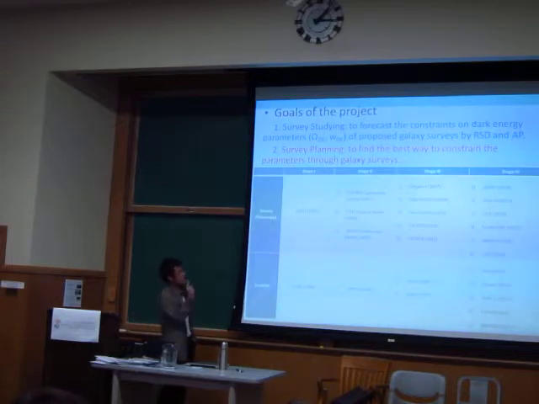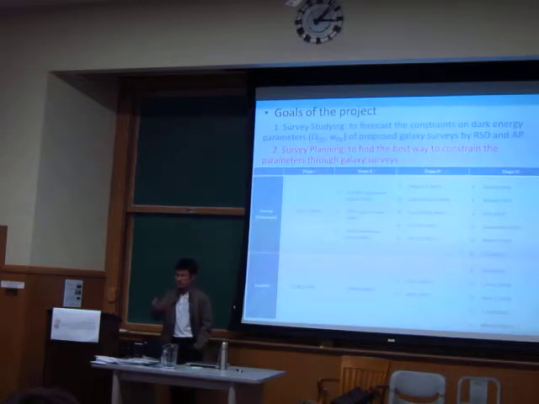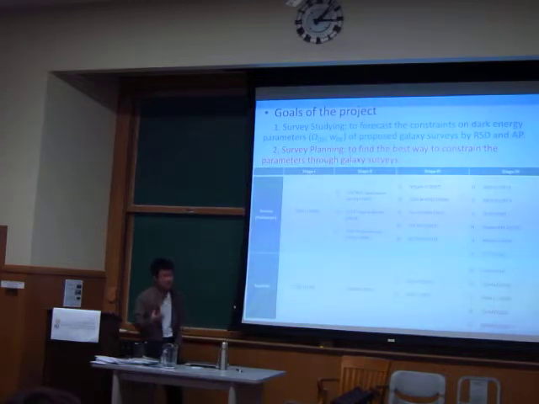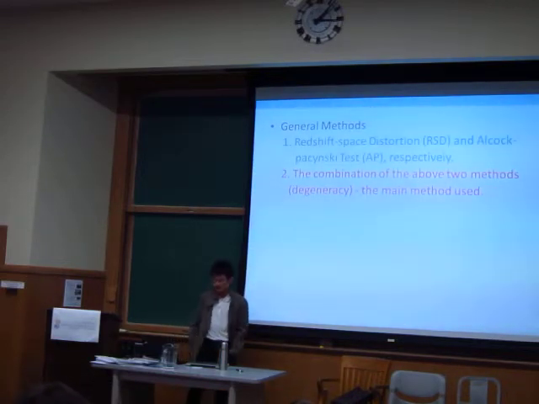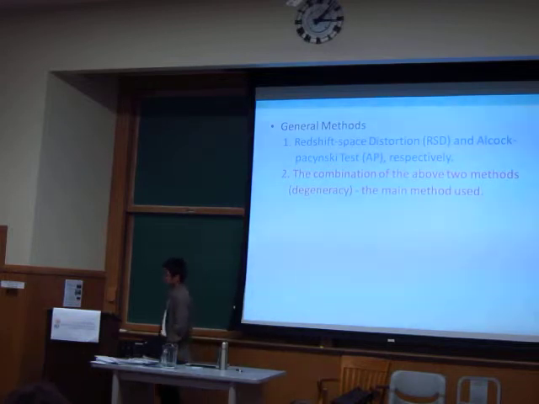Now, the more important thing here is we want to find what is the best way to do these surveys. What is the best way of constraining the parameters? We will give some feedback to surveys based on our analysis. So the two general methods we use are RSD and AP test, especially the degeneracy.